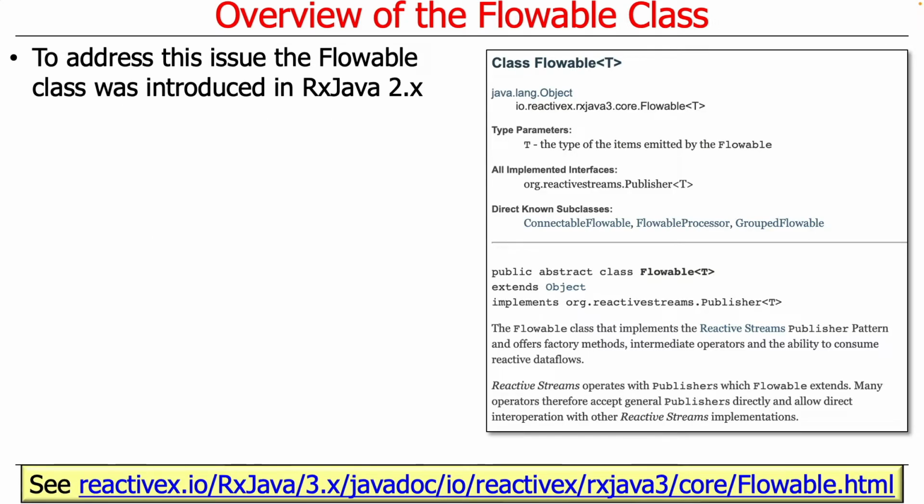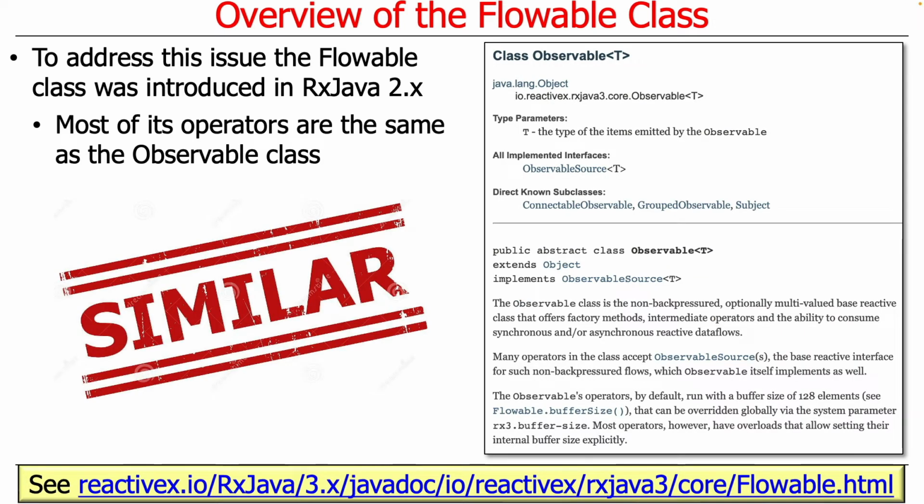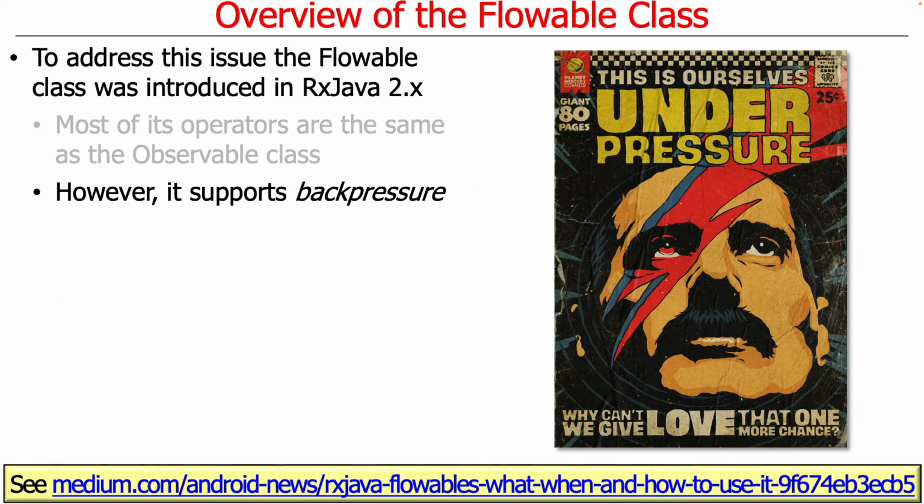To address this issue, RxJava 2.x, the second incarnation of the RxJava classes, introduced the Flowable class. And most of the operators in Flowable are the same as in the Observable class, but it goes further and supports back pressure. It also supports something else we'll talk about later, having to do with parallel processing, but that'll come next.